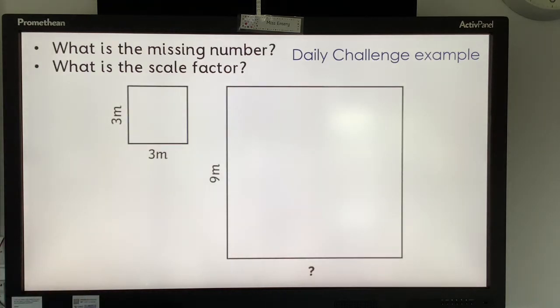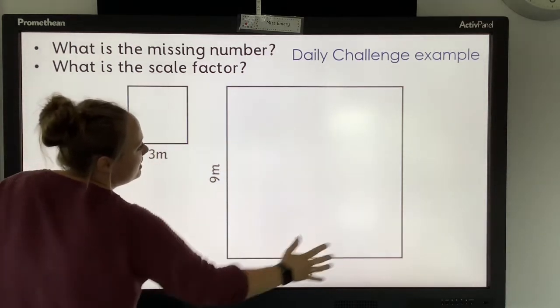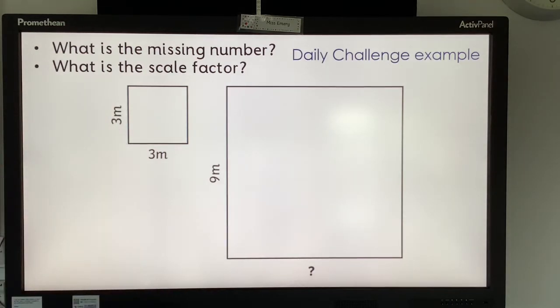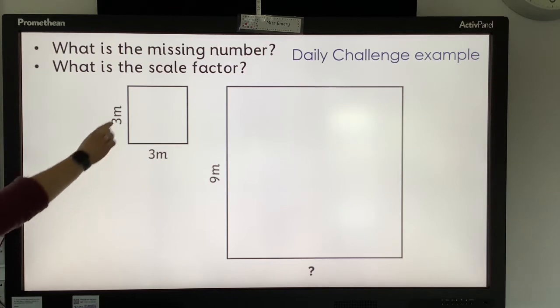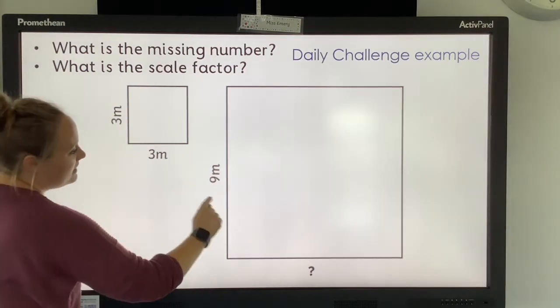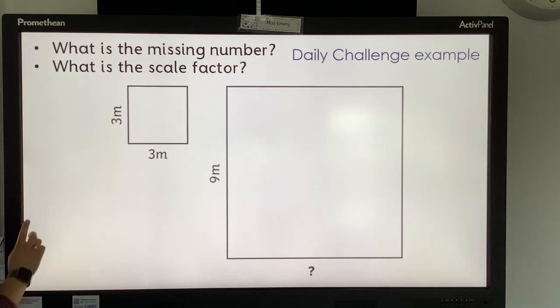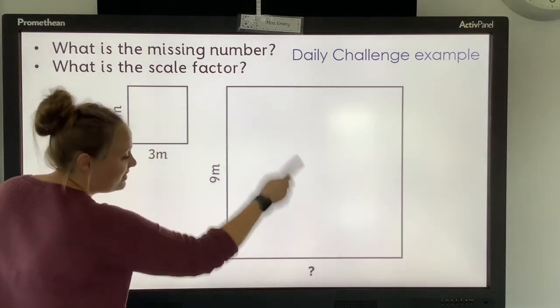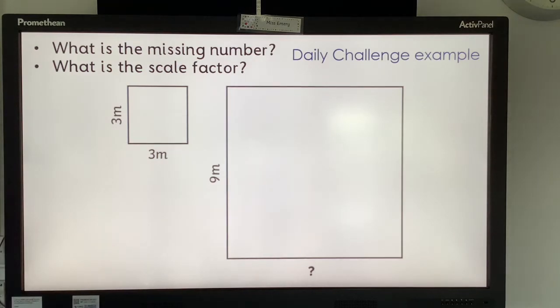Here's another example. This time you need to work out what the missing number is, and in order to work that out you also need to work out what the missing scale factor is. See if you can look really carefully and spot any relationships. We've got the original and a scaled up version. Hopefully you spotted that we've gone from 3 metres to 9 metres. So our scale factor must be 3, because 3 times 3 is 9. That then means that, because it's a square, we know that it's definitely 9 metres.